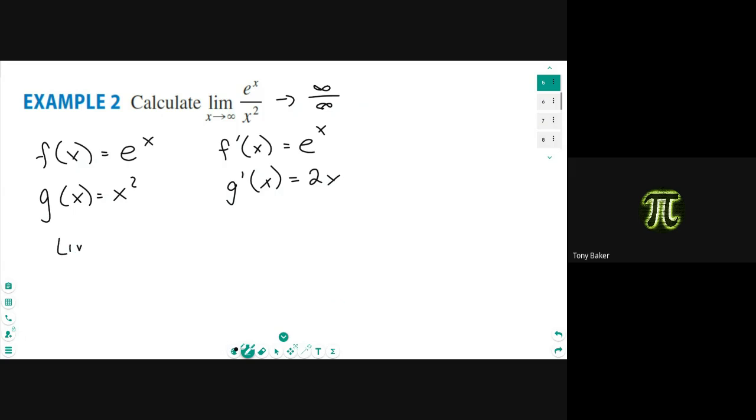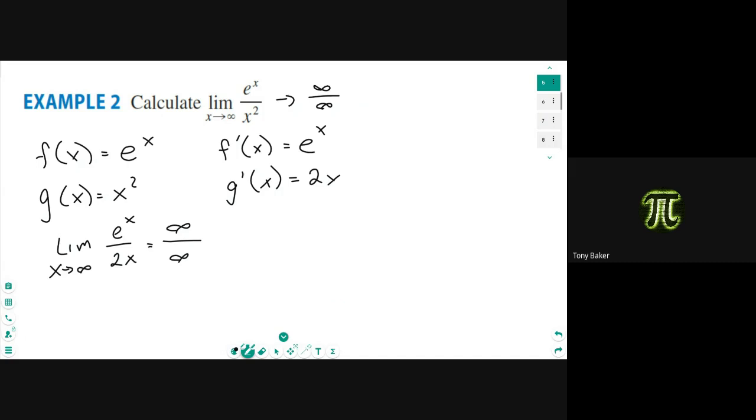All right, so what's the limit of e to the x over 2x? Well, the top still goes to infinity, right? This is the same thing we started with. What's the bottom going to? Also infinity. Okay, so what do you think we should try now? Do it again. L'Hopital's rule never stated you can only do it once.